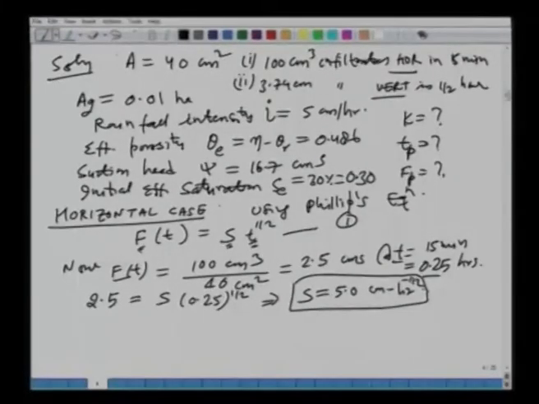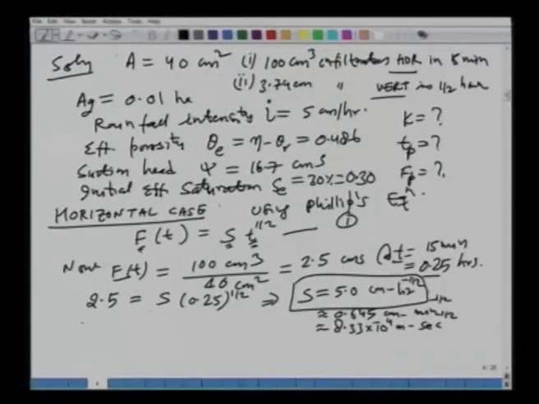Some of you may find this in some other units, so I will just give you the answer. It will be 0.645 centimeters minute minus half, or 8.33 times 10 minus 4 meter second minus half. So, we can represent the answer in any units we want. I am giving you all these numbers so that you can verify these.